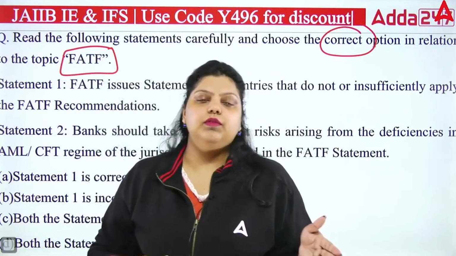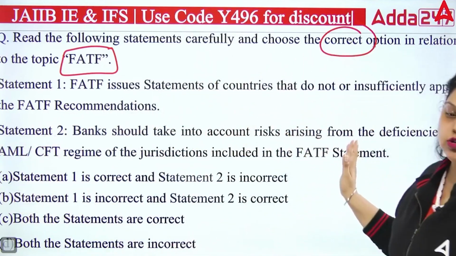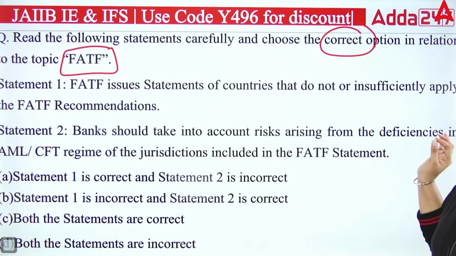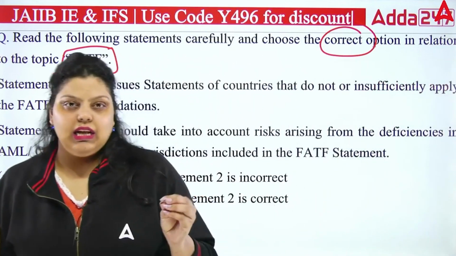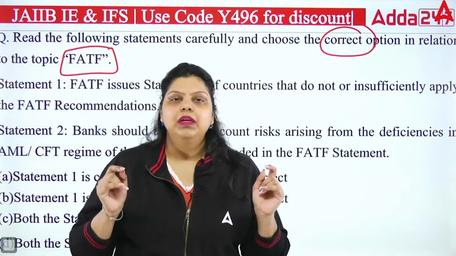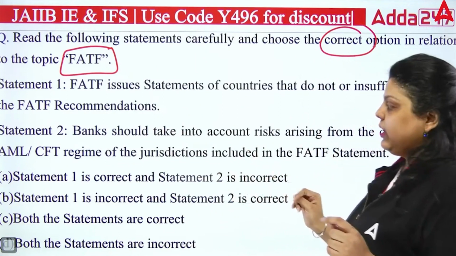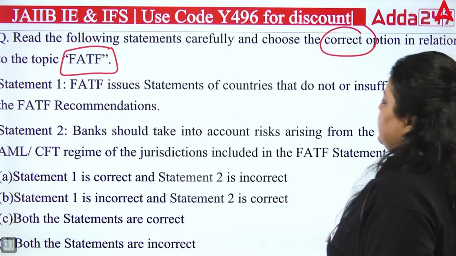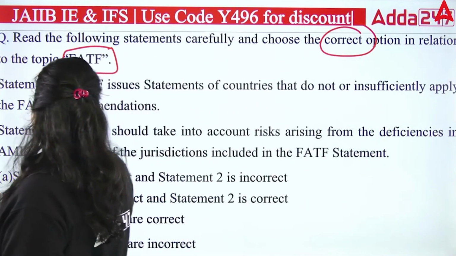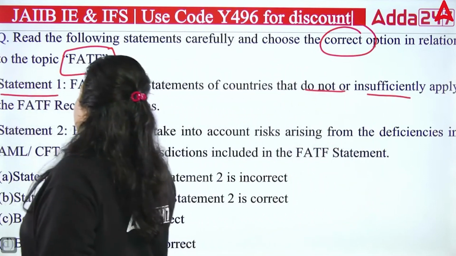But apart from that, FATF does the same work at the international level. Financial Action Task Force gives us the AML CFT norms that help to reduce money laundering as well as terrorism financing at the international level. Okay, so there are two statements in front of you. First statement is saying FATF issues a statement of countries that do not or insufficiently apply the FATF recommendation.